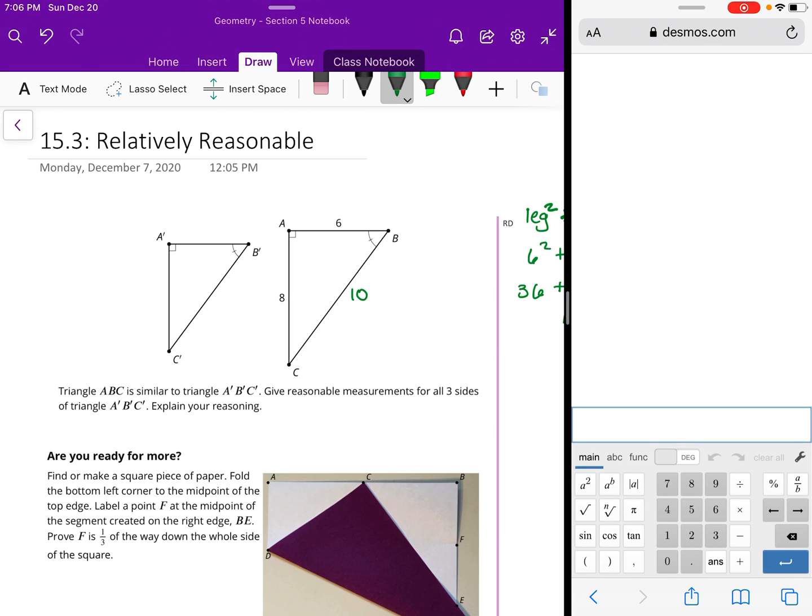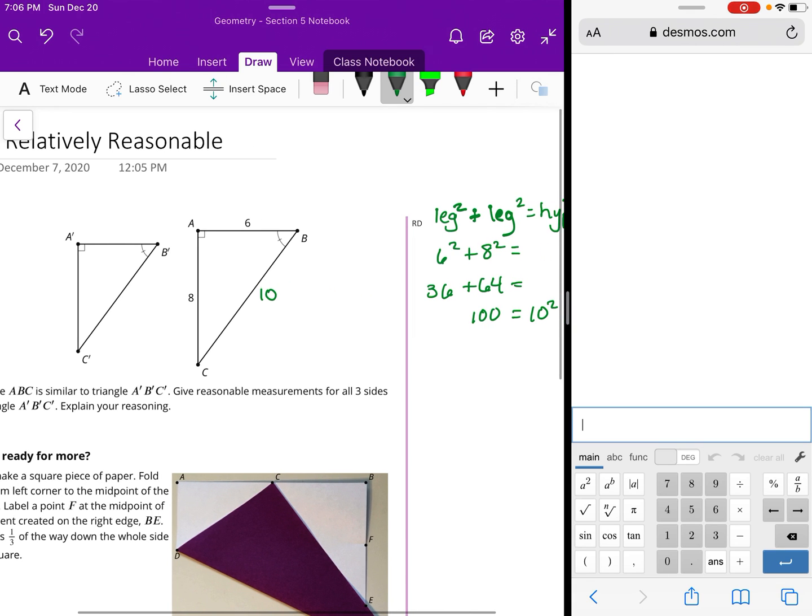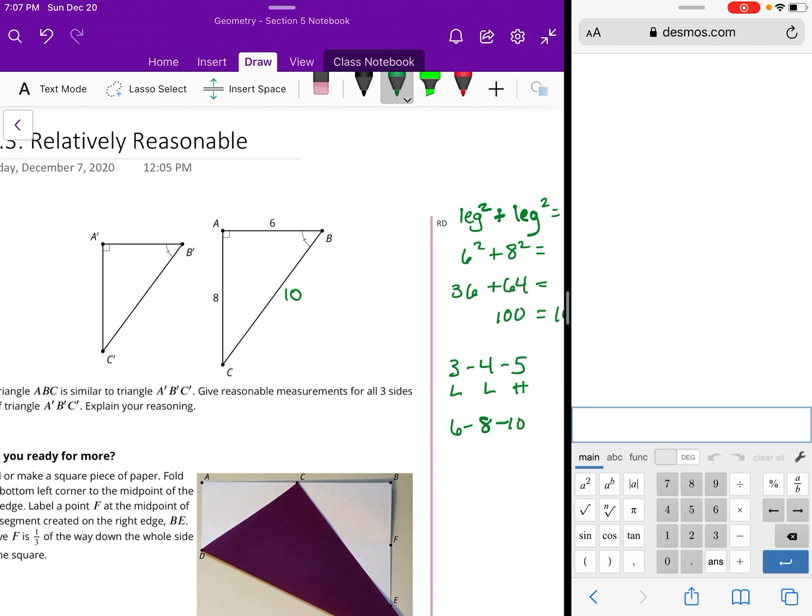Well, if you remember what we talked about before with the Pythagorean triple, 3, 4, 5 is a Pythagorean triple, where 3 is a leg, 4 is a leg, and 5 is a hypotenuse. And so any multiple of that is going to be a right triangle. And so 6, 8, 10 is a multiple of that, because if you take 3, 4, 5 and multiply them all by 2, you get 6, 8, 10. So we know that a 3, 4, 5 would be a similar triangle.